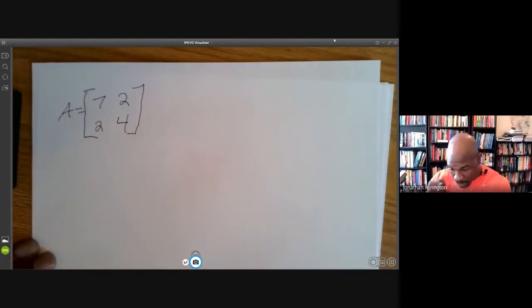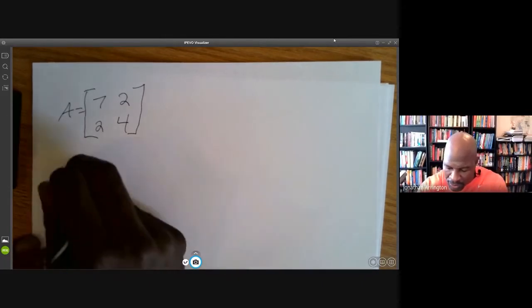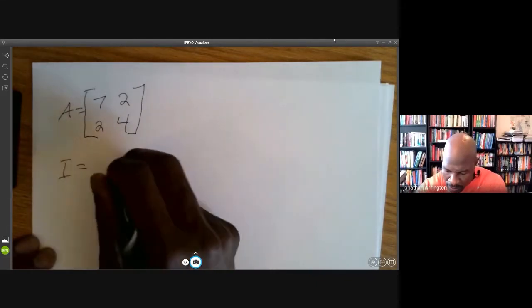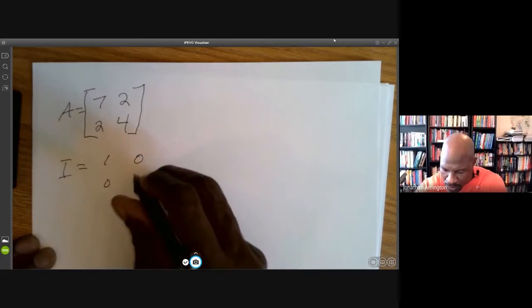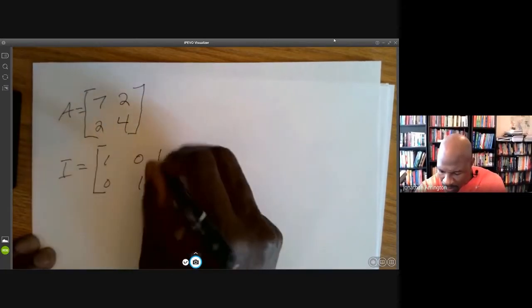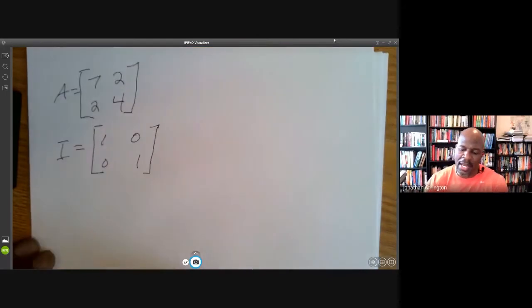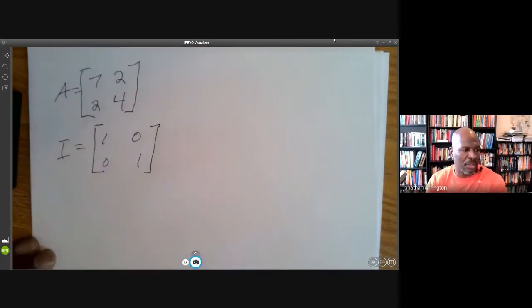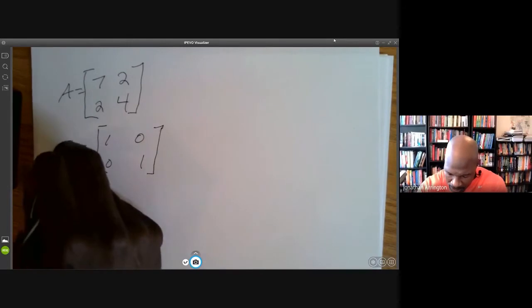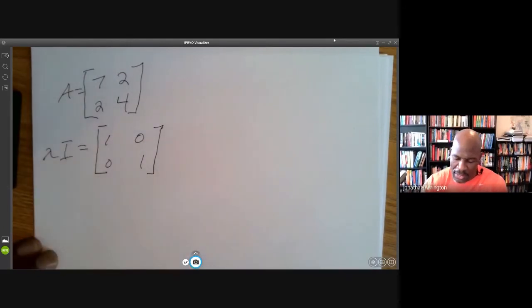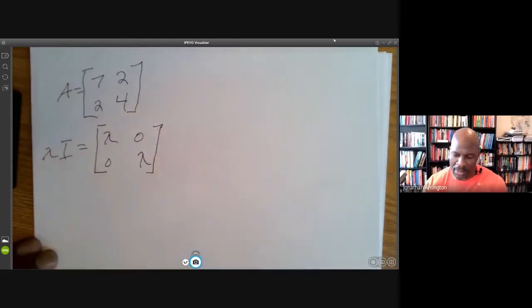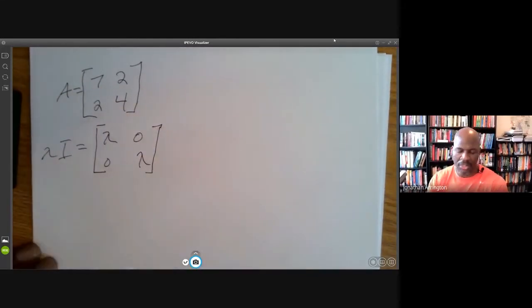All right, so here's our matrix A. The first thing we're going to do is lambda times I minus A. Just briefly, I of order n is the matrix 1, 0, 0, 1. So I, which we call the identity matrix, has ones across the main diagonal and zeros everywhere else. So when we multiply lambda by the matrix I, we just have lambdas across the main diagonal and zeros everywhere else.